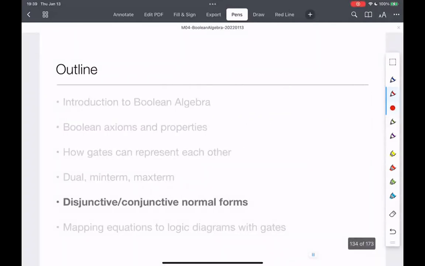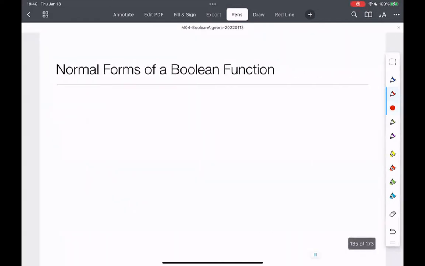Now, why is this useful? This builds up to a canonical way of writing Boolean functions, which will give us another strategy to check equivalence, because if I have a canonical way, then I can convert any Boolean expression to its canonical representation, and then I can check the equivalence. And those canonical ways are referred to as normal forms. In particular, these normal forms come in two varieties: disjunctive and conjunctive normal form. Normal forms of a Boolean function.